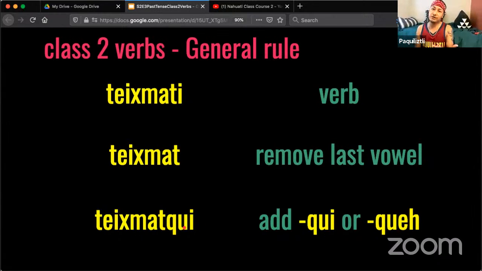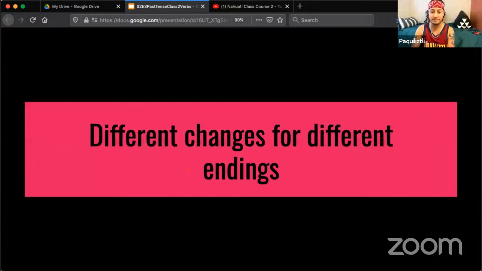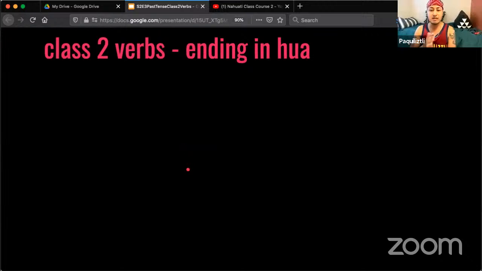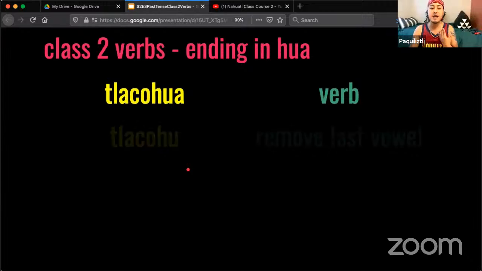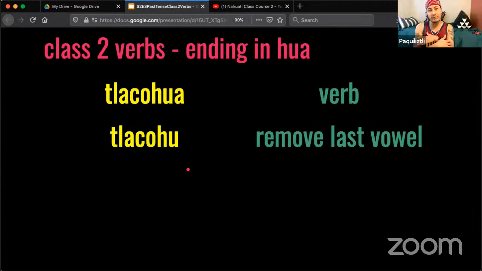But then there are certain verbs that end in certain endings that are more special. So there are 7 rules, but the first rule pretty much applies to all class 2 verbs. But then there are certain ones that end in certain endings, and those follow specific rules, which you'll see right now. Okay. So if the verb ends in wa, you're going to take the verb. So here's an example, tlacoa, to buy things. And then you're going to remove the last vowel like you do for all class 2 verbs.